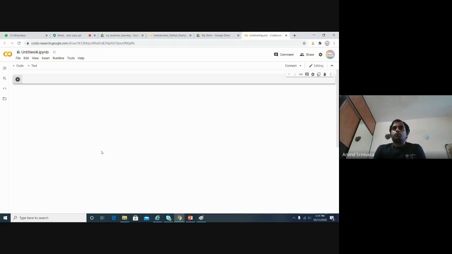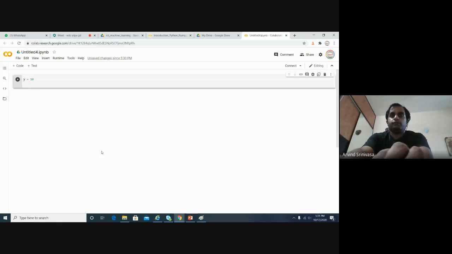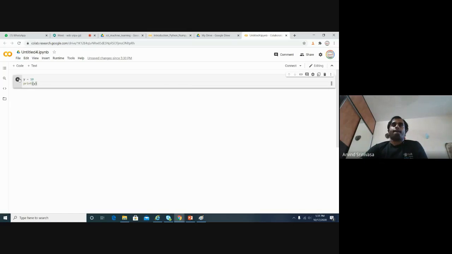So what is this Jupyter notebook? Python can be programmed using lots of interfaces. A Jupyter notebook is an interactive coding platform where you write code and you can check the output. For example, if y is equal to 10, and int of y, it will tell what y is. It will print the output here, so you will be able to know the output then and there itself.